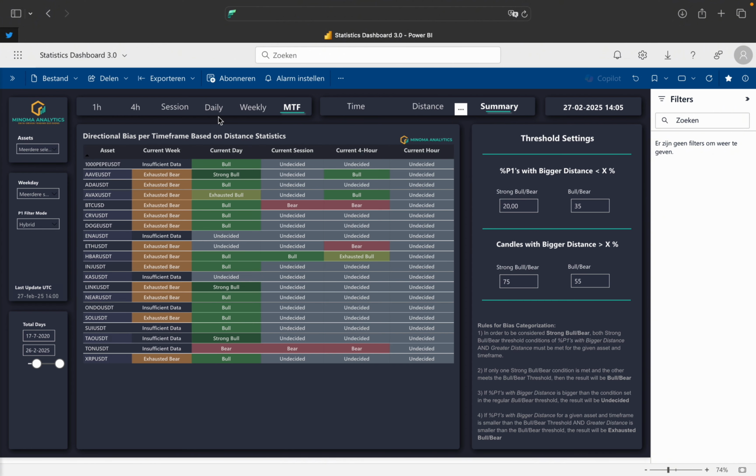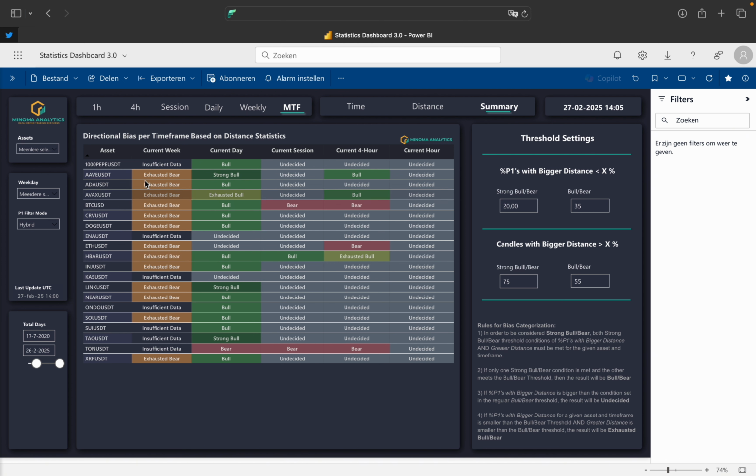This is the dashboard summary page. Here we can see data automatically calculated for the week, for the current day, for the current session, current 4 hour and current hour, based on distance statistics. This gives me a quick overview for my most favorite coins to trade, what the current bias is. And this is the most important part.